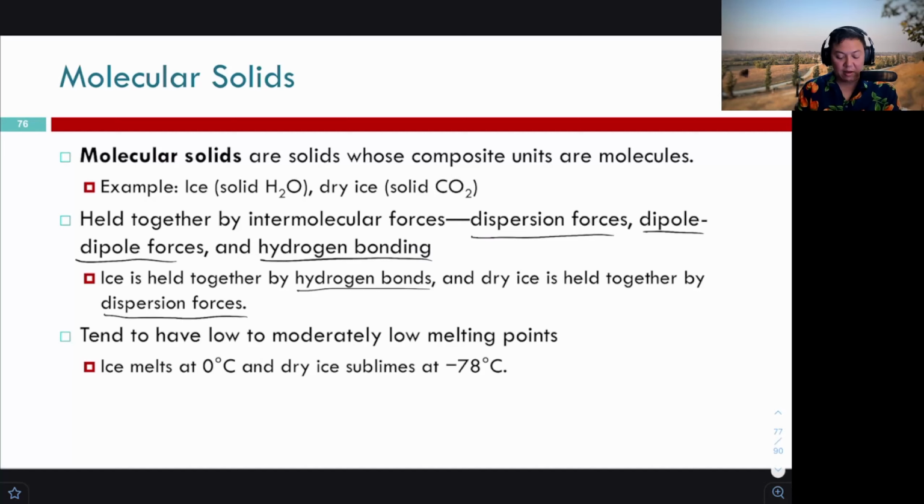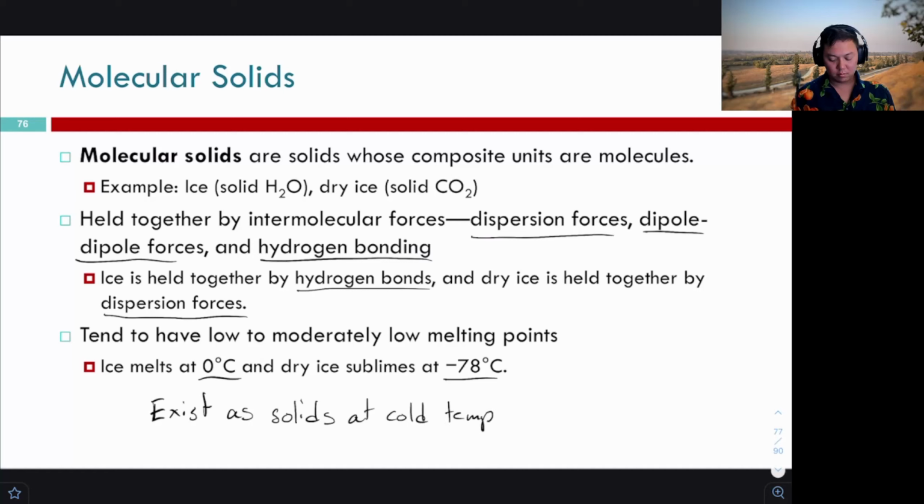And they tend to have low to moderately low melting points. So ice, we know, melts at 0 degrees C. Dry ice doesn't melt, but it sublimes at negative 78 degrees C. So they tend to only exist as solids at cold temperatures, is essentially what this is saying. I'm going to put cold in quotes here, because it's all kind of relative.